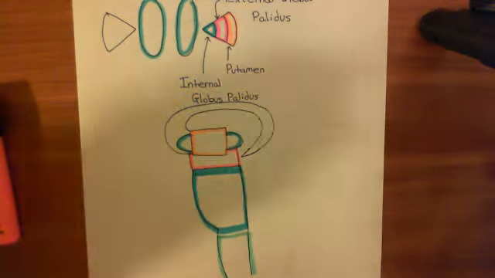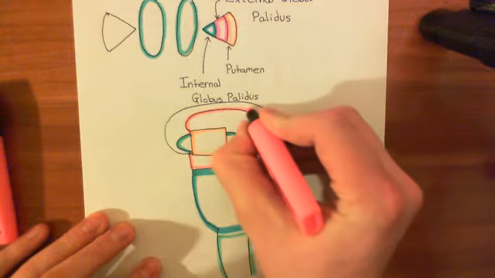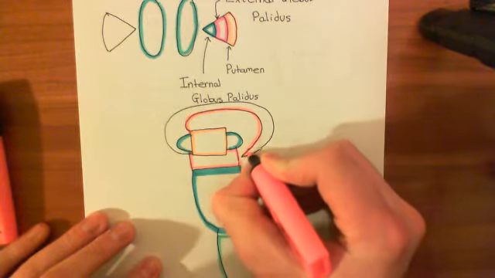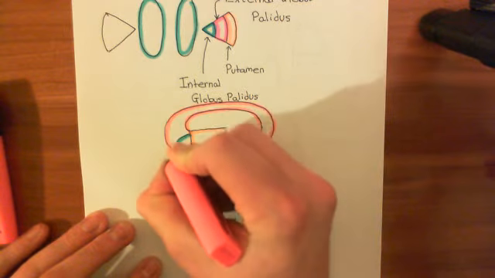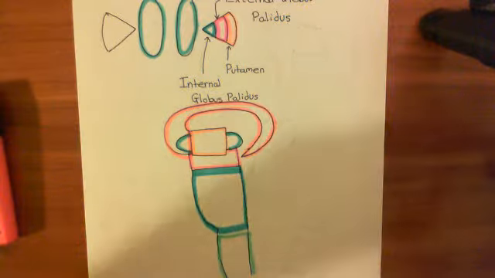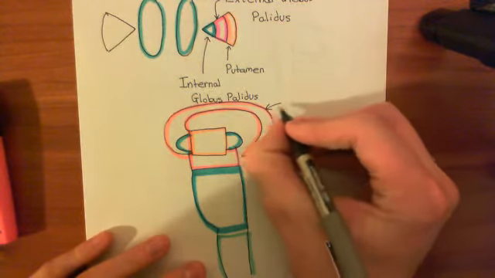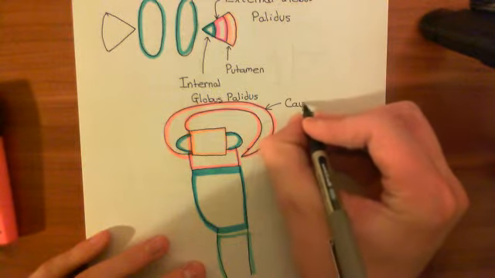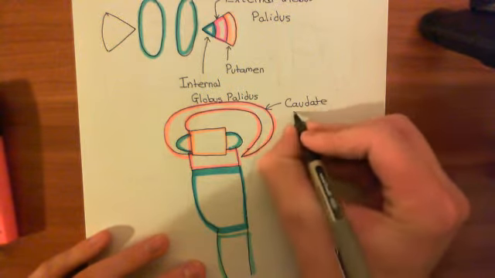So I will colour this in this red colour. So in red here, we have this caudate nucleus. Okay. Like this, which is a big nucleus again, so it's a lot of cell bodies basically. In order to be a nucleus, you have to have a lot of cell bodies in you. And this is called the caudate nucleus. Okay, the caudate nucleus.